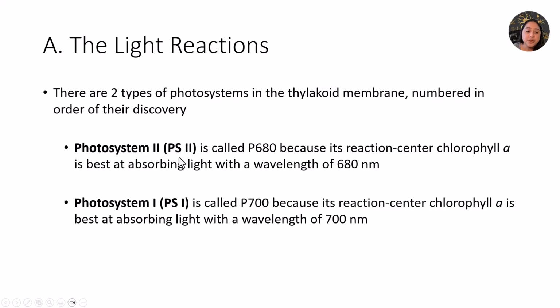So photosystem 2 comes first, and it's called P680 because its reaction center chlorophyll A is best at absorbing light with a wavelength of 680 nanometers. Photosystem 1 is called P700 because its reaction center chlorophyll A is best at absorbing light with a wavelength of 700 nanometers. So that kind of makes sense. P for photosystem, and then whatever is the best absorbing light wavelength.